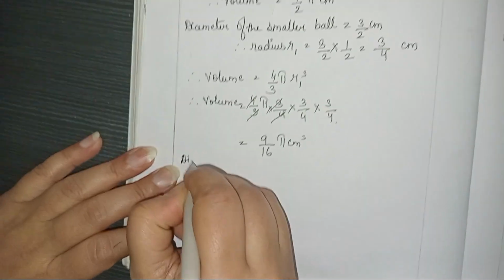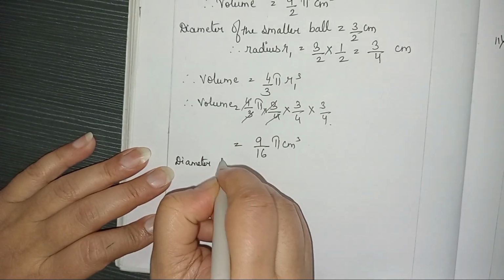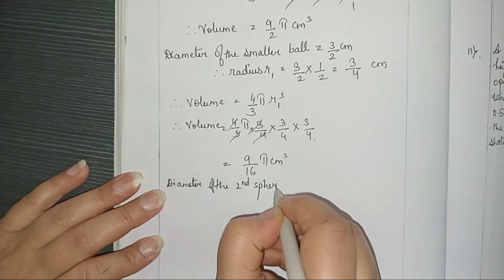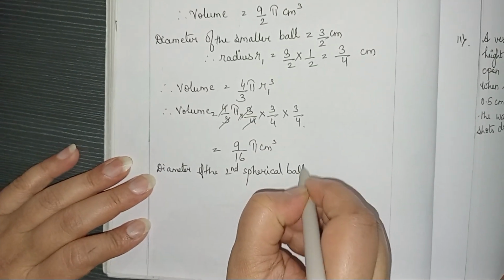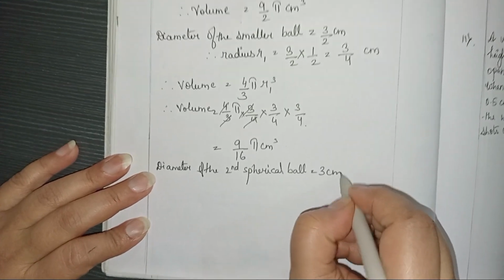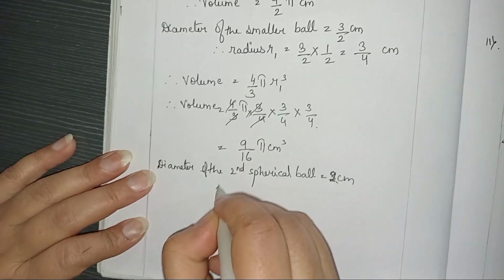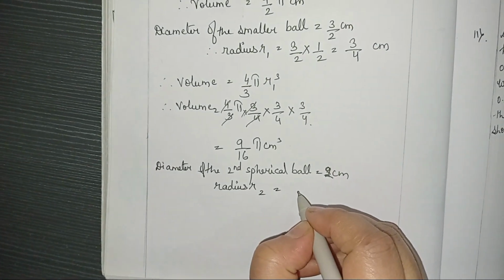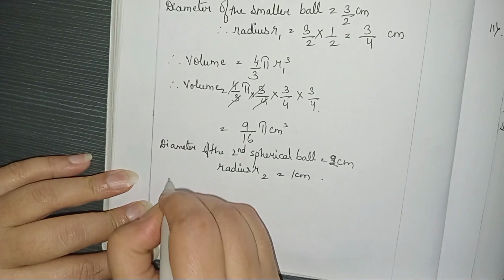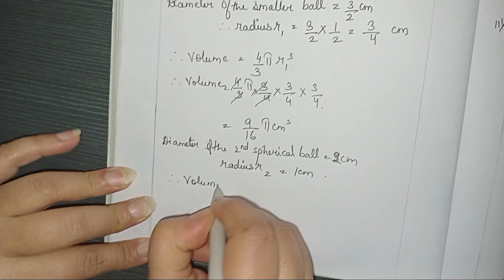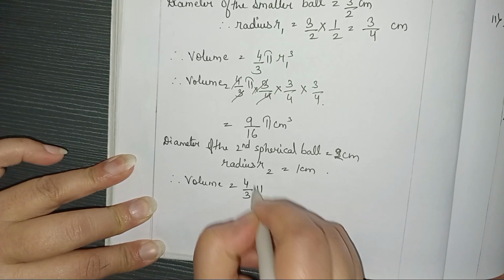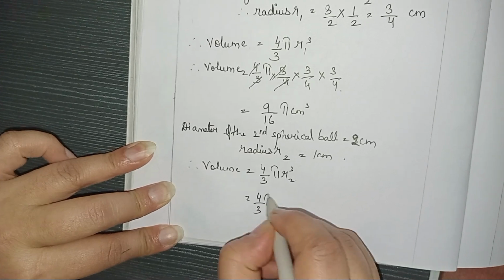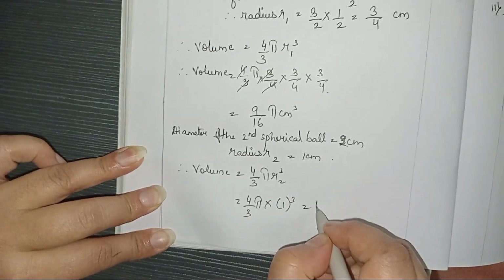Diameter of the second spherical ball is equal to 2 centimeters. So the radius r2 will be 1 centimeter. Therefore, volume is 4/3 pi r2 cube, which is equal to 4 over 3 pi into 1 the whole cube, which will give you 4 over 3 pi.